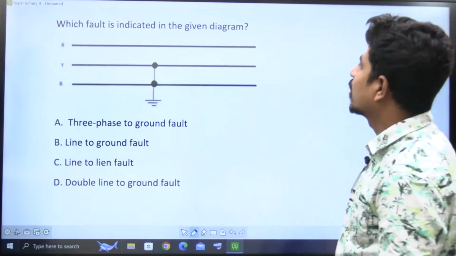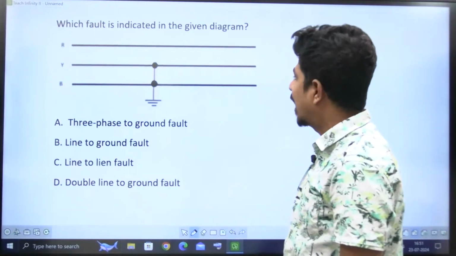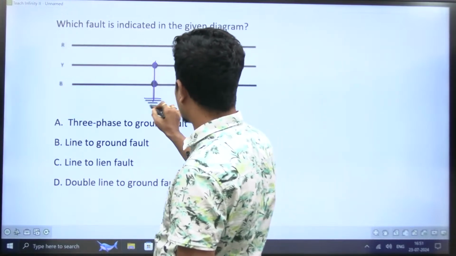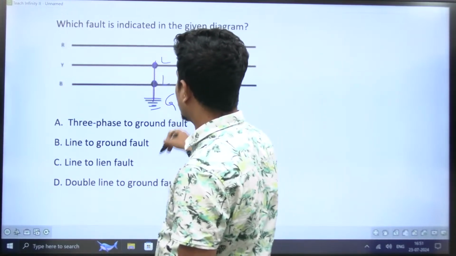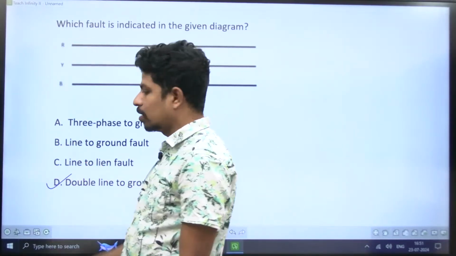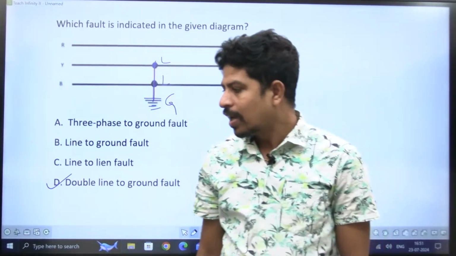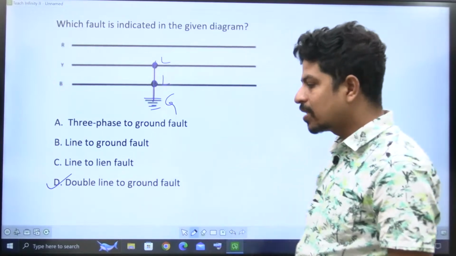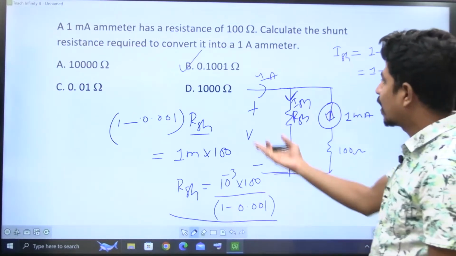Next. Which fault is indicated by the given diagram? See, two lines are shorted and connected to ground. It is line to ground fault or double line to ground fault. Double line to ground fault. Harika is saying this is D. Harika, I was asking about the previous answer calculation.